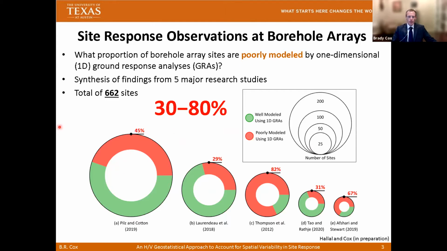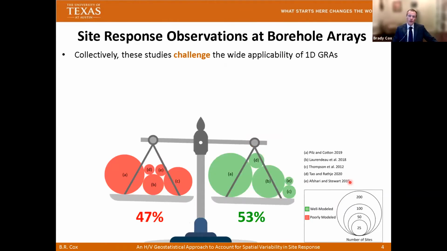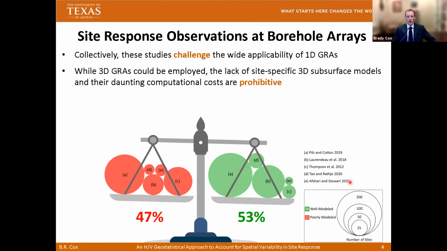You can see, for example, this large study published in 2019 by Marco Pils and Fabrice Coton, where they studied more than 200 sites, and only 45% of the sites were poorly modeled. And if you look at Thompson et al. from 2012, 82% of the sites they studied were poorly modeled using 1D ground response analyses. So results vary depending on many things, but in general, I think it's fair to say that we are not as good at doing site response as we think. These studies collectively challenge the wide applicability of 1D ground response analyses.